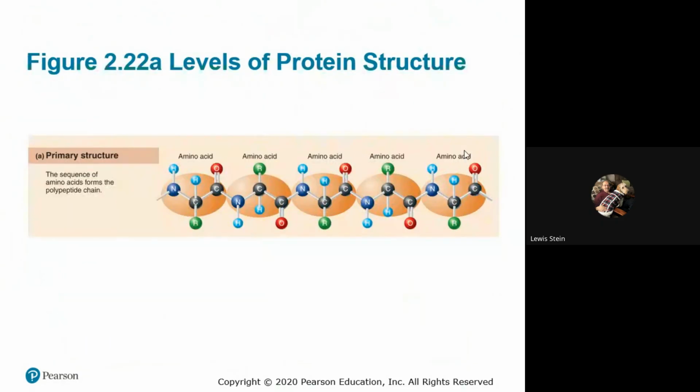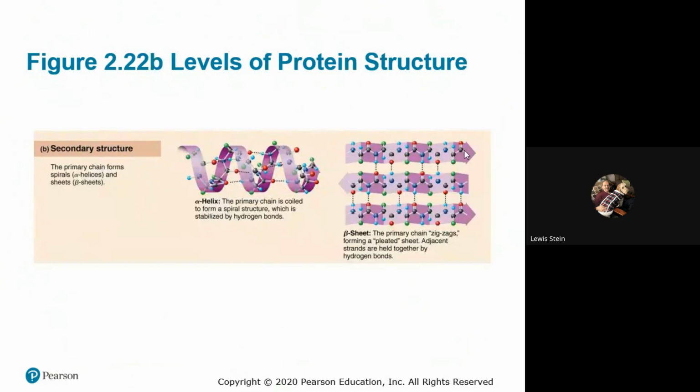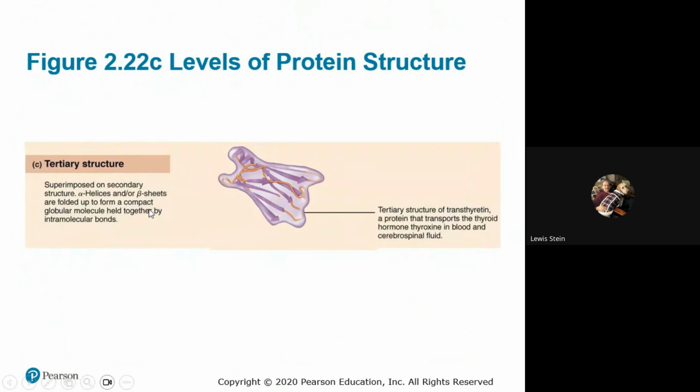So here you go. Here's the primary structure, the batting order. Here you can have either pleated sheets, and notice the little dots, hydrogen bonds. Hydrogen bonds: easy to form, easy to break. So you can have an alpha helix, hydrogen bonds, zigzags, hydrogen bonds. This is the classic. The vast majority of our proteins form this sort of globule. They mix up, all of these kind of mix up together.